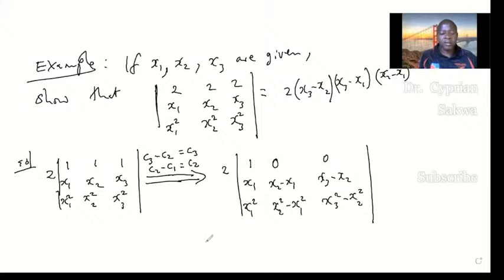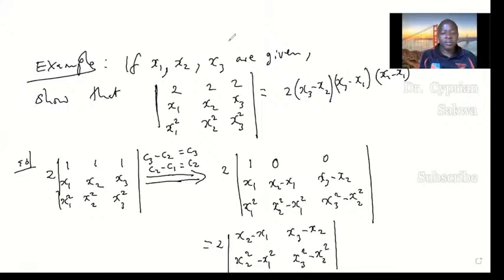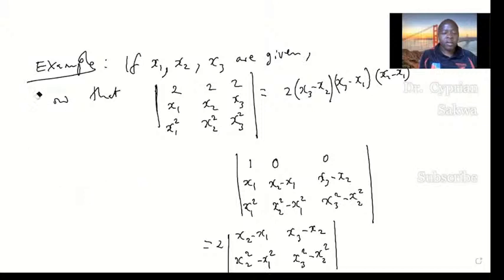So what is that matrix? That will be 2 times this 1. When I delete the row of 1 and the column of 1, what I get here is x2 minus x1, and here I get x3 minus x2, and here I have x2 square minus x1 square, and here I have x3 square minus x2 square. So let me create some space for continuation. I already have this.